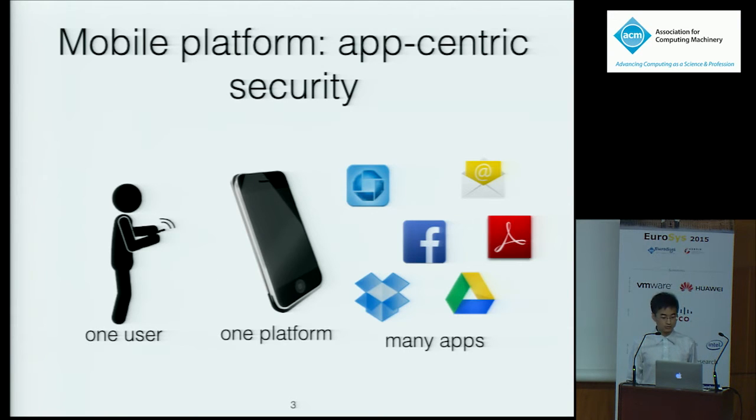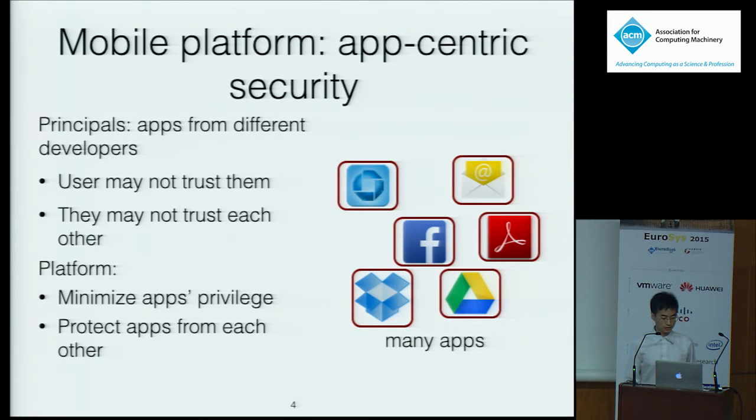The security model for mobile platforms is app-centric. For a typical mobile device, there's just one user, one platform, but many apps. These apps are from many different developers. The user may not trust them, and they may not trust each other. In this sense, these apps are the principals in terms of security on the platform. And it's a vital responsibility of the platform to minimize the privilege assigned to each app, as well as to protect apps from each other.